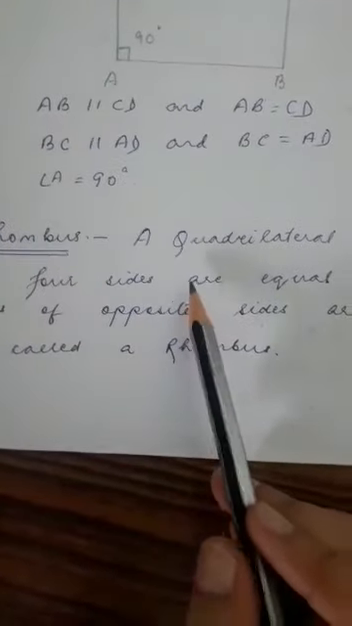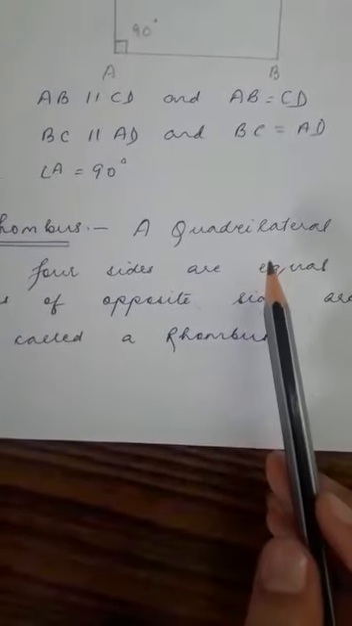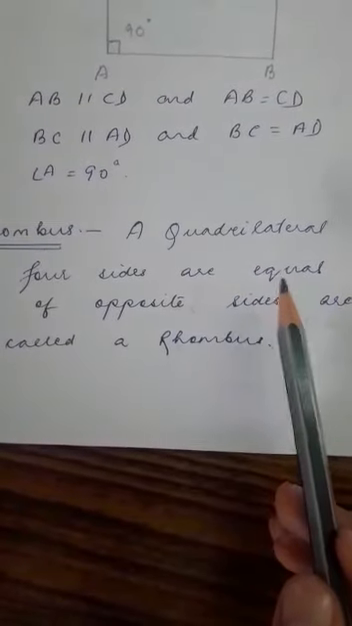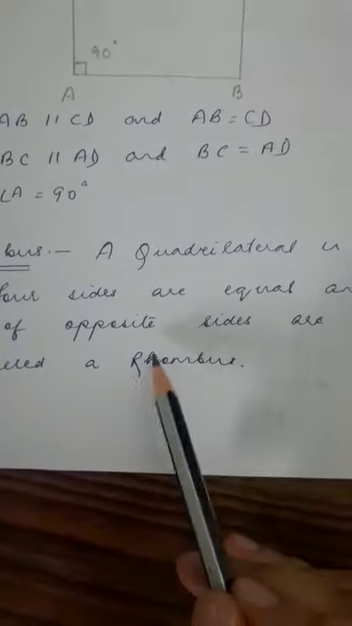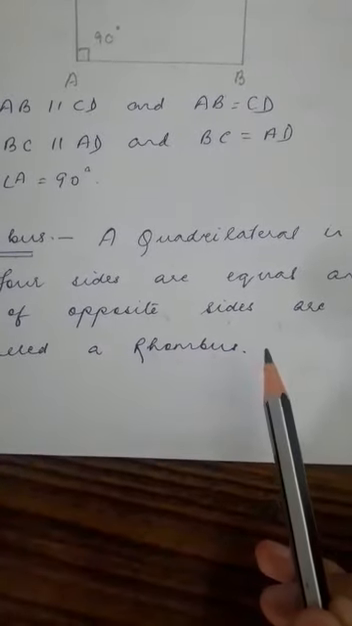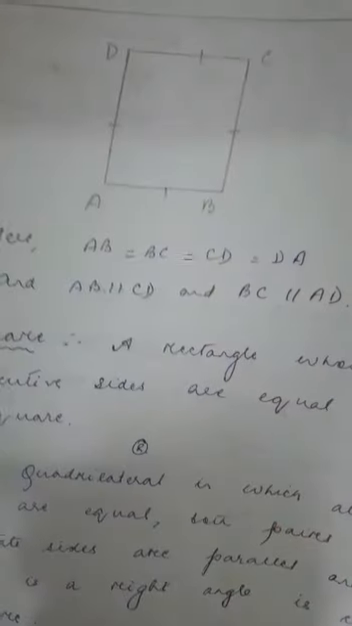So what is a rhombus? It is also a quadrilateral in which all the 4 sides are equal and both the pairs of opposite sides are parallel. So see the diagram here. In this diagram, AB is equal to BC is equal to CD is equal to DA. That means all the 4 sides are equal and AB is parallel to CD and BC is parallel to AD.